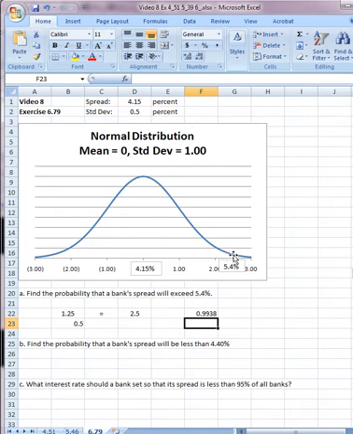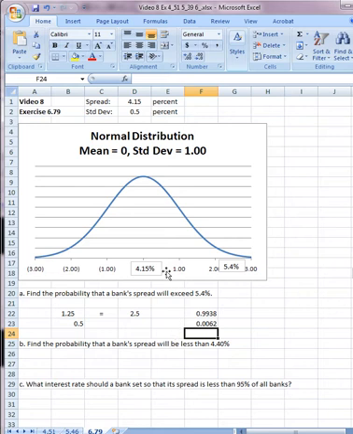But what that is giving us is the area to the left of that value, this area here. What we're really interested in is the area to the right, because we want to know what percentage of banks have a spread greater than 5.4%. So because the area under the total curve is 1, we can simply subtract the table value from 1 and get 0.0062, which means the probability of picking a bank whose spread is 5.4% or greater is 0.62%. Not very likely.